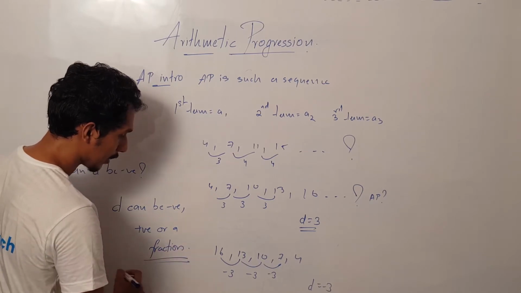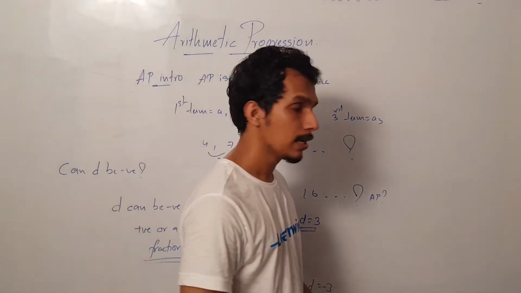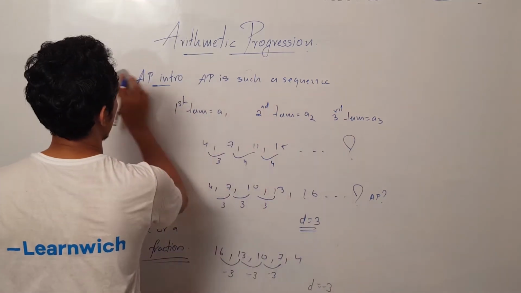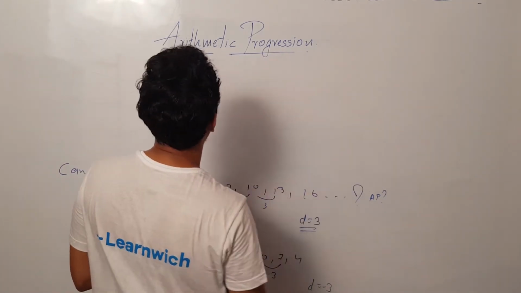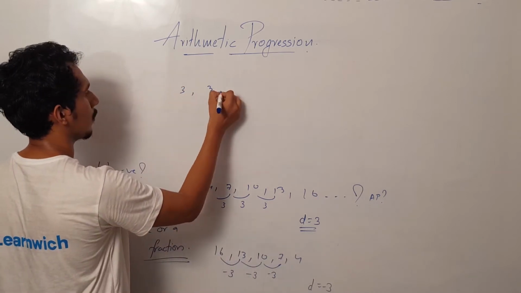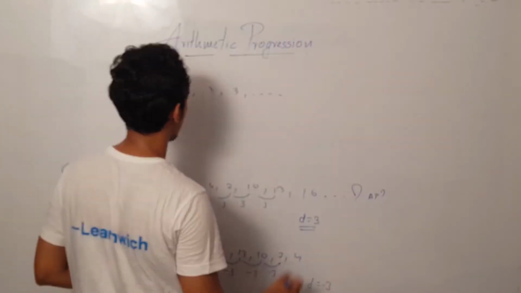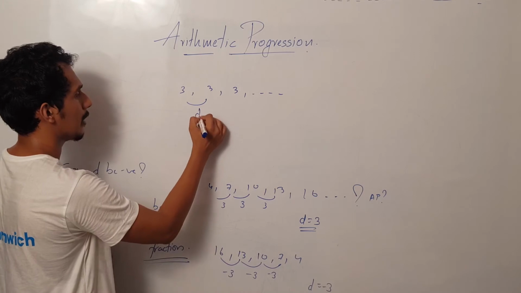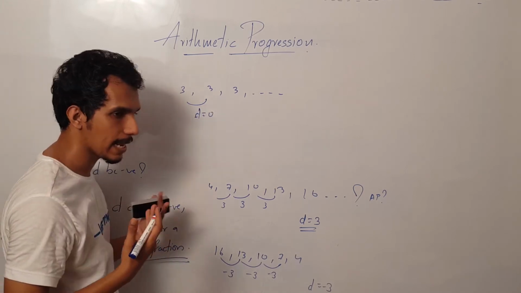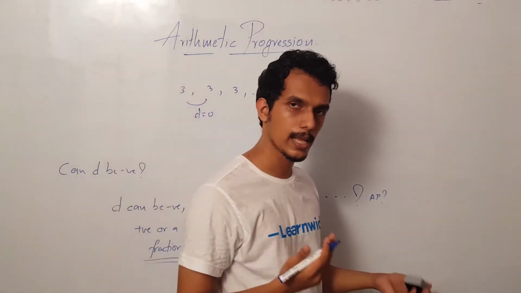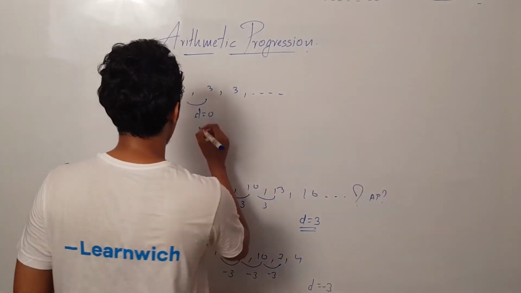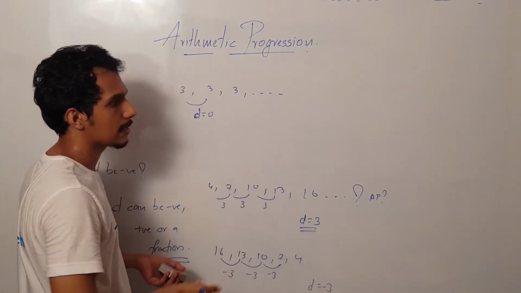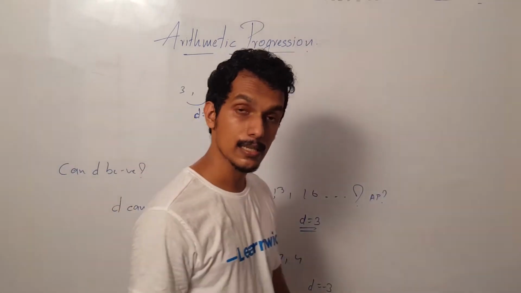Okay, so these are the values that D can have. If you look at another series, where every number is the same, like 3, 3, 3, etc., here the common difference D is equal to 0. Yes, this is an AP, but it is called by some other name also, which we will discuss in the coming topics. But if the numbers are the same, then yes, the common difference is 0.